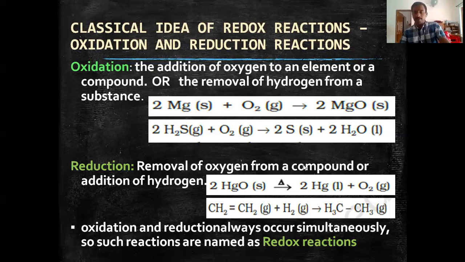If you observe these reactions, you can see along with oxidation, there is reduction. In H2S, hydrogen is removed from sulfur, but at the same time, hydrogen is added to oxygen, forming H2O. So an oxidation is always accompanied by a reduction. These two take place simultaneously. If there is oxidation, there is reduction also, and if there is reduction, there is oxidation also. Such reactions are named redox reactions.